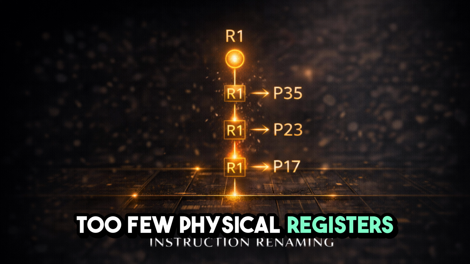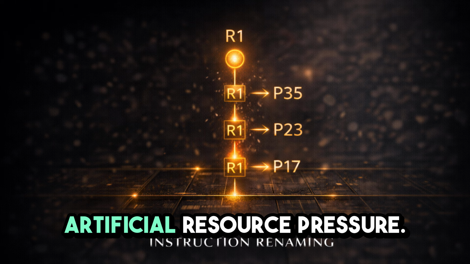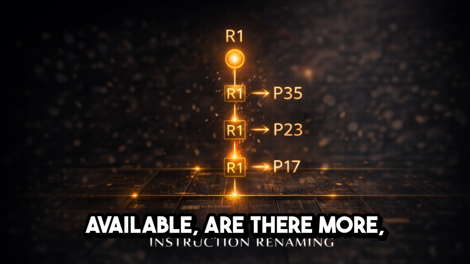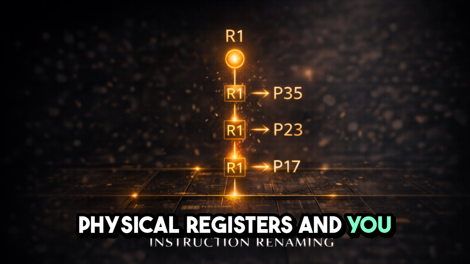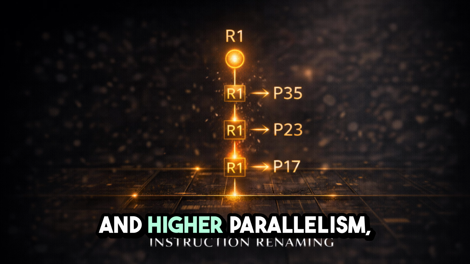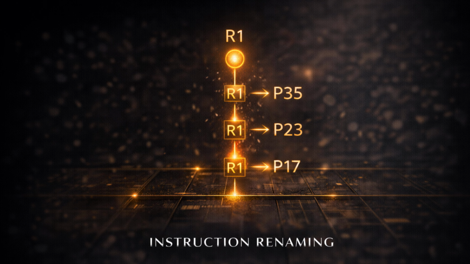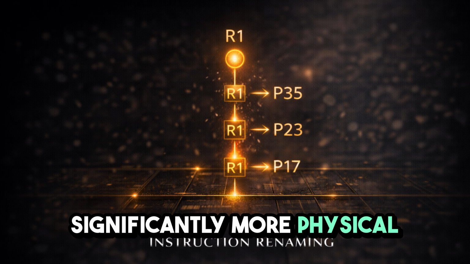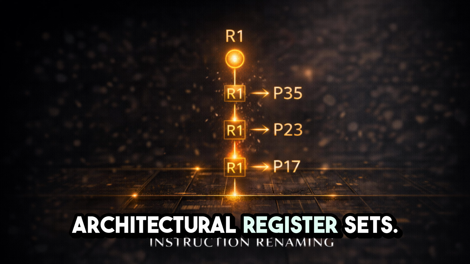Too few physical registers and the machine chokes on artificial resource pressure, even if execution units are available. With more physical registers you sustain deeper speculation and higher parallelism, but at hardware cost. This is one reason aggressive cores tend to have significantly more physical registers than their architectural register sets.